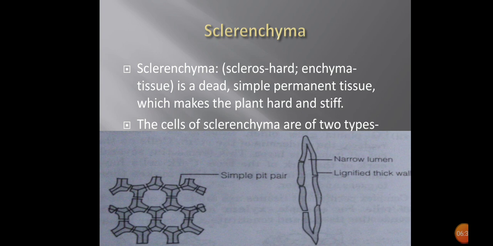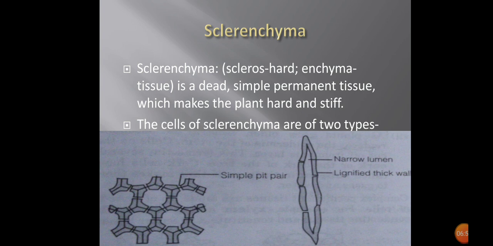These cells are long, narrow and closely packed without any intercellular spaces. In parenchyma, large intercellular spaces are present. In collenchyma, little intercellular spaces are present, but in sclerenchyma there are no intercellular spaces at all.